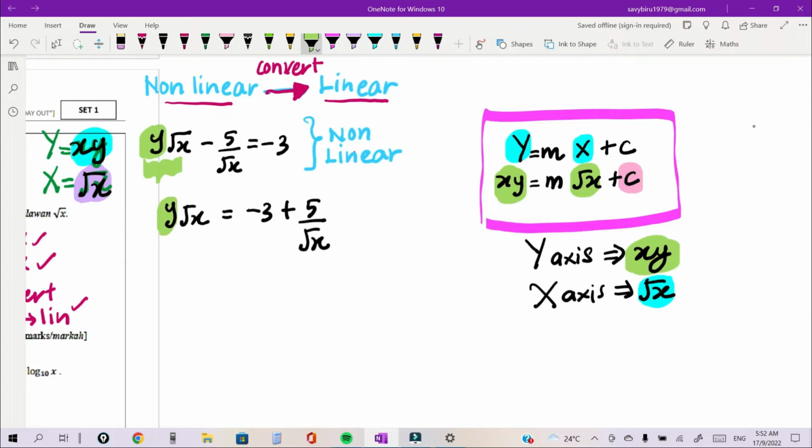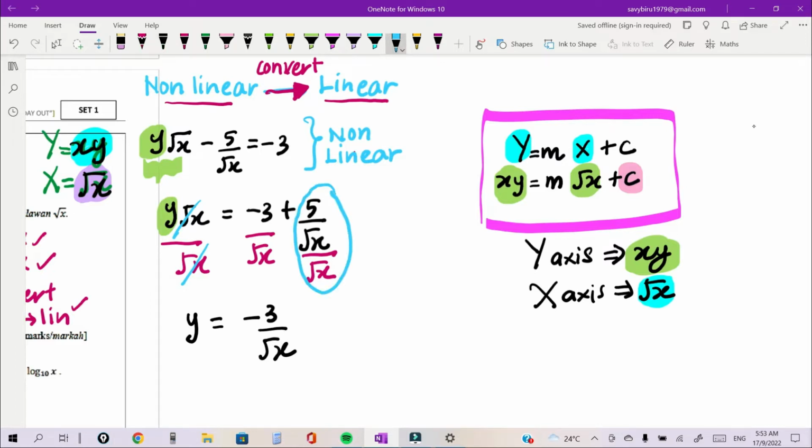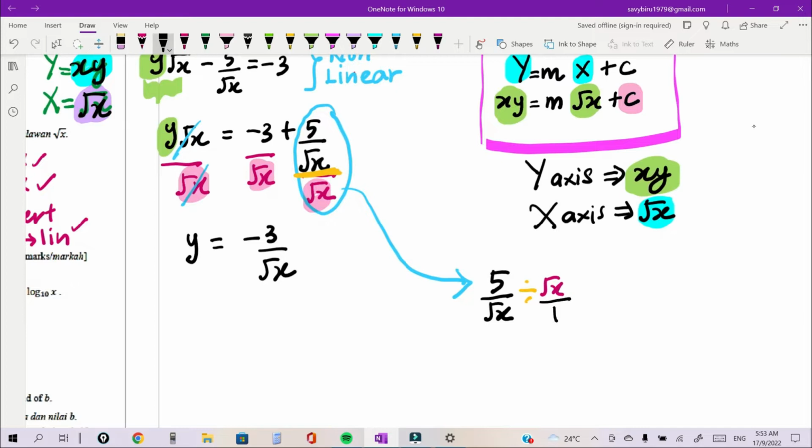Okay, next. We want xy, so we don't want √x on the left. So we divide the whole set by √x. When we divide, this one and this one cancel, leaving y = −3 over √x. For this one, if you're not very quick, do what I do: 5 over √x divided by √x. We divided by √x, so this is divided by √x. Once we simplify it, it becomes times 1 over √x, so it becomes 5 over √x times √x, and √x times √x is x, so it becomes positive 5 over x.